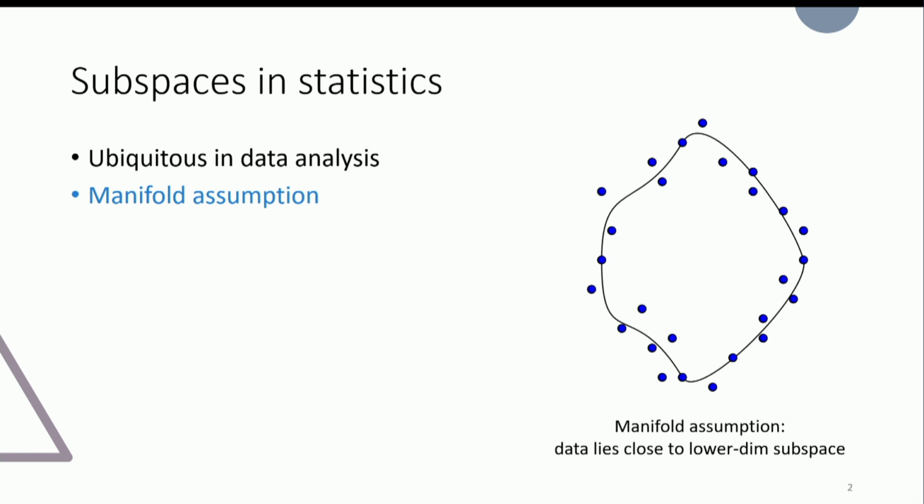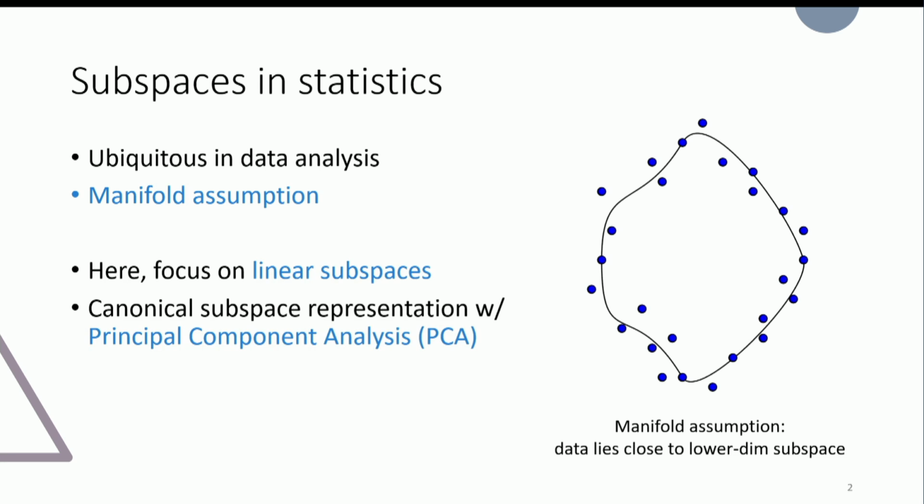So first of all, in order to motivate the use for flag manifolds in statistics, let me talk about subspaces. Subspaces are really important tools to have in your data analysis toolbox, and their importance is notably justified by the well-known manifold assumption, which roughly states that when you look at high-dimensional data, it actually lies close to a lower-dimensional subspace. And this has plenty of applications in dimension reduction, compression, domain adaptation, etc.